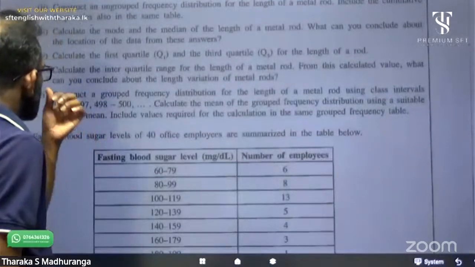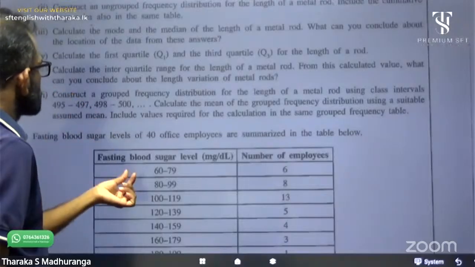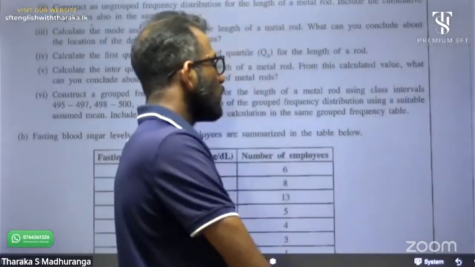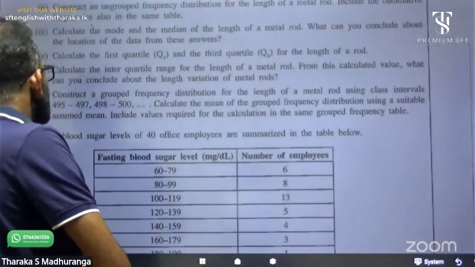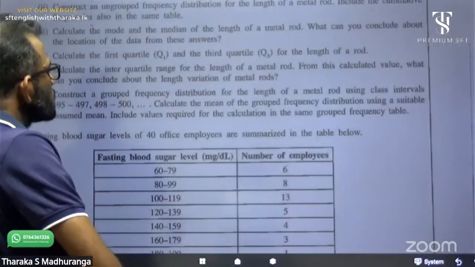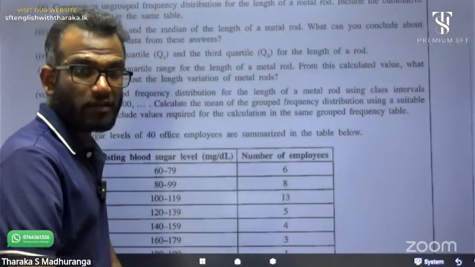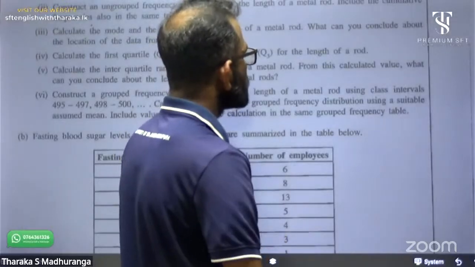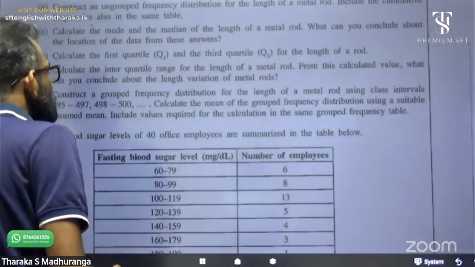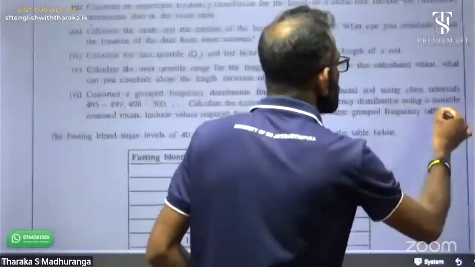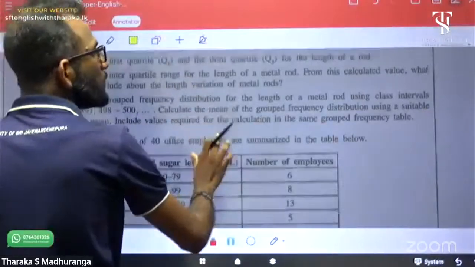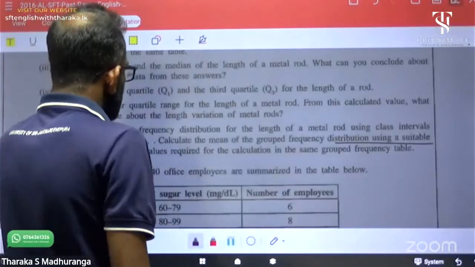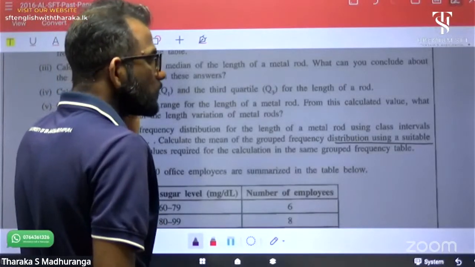Okay, then come to question part 6. Construct a group frequency distribution for the length of a metal rod using class intervals 495, 497, 498, 500. That's the question. Calculate the mean of the group frequency distribution using a suitable assumed mean. You can decide the assumed mean. Using a suitable assumed mean, include values required for the calculation in the same group frequency table.